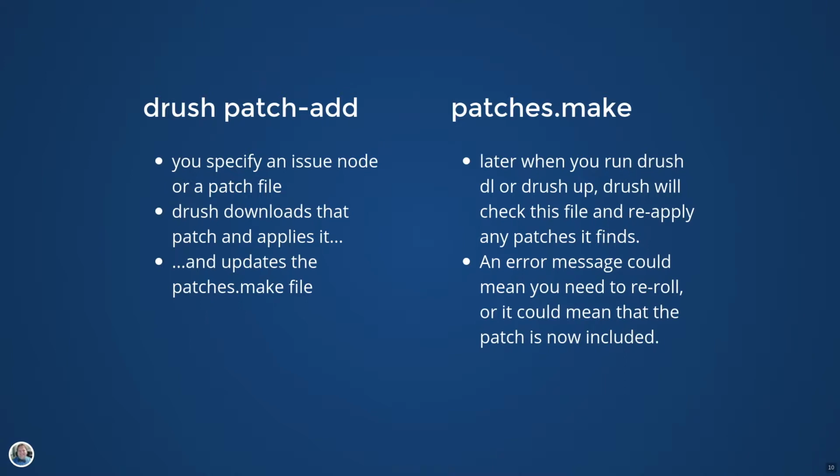You pick it, and it goes on. Either way, whichever way you do it, with the issue number or the URL to the patch, drush downloads the patch, it applies it for you, and then it writes that patch to your patches.make file. That file then keeps track of all the patches you've applied. In the future, when you run drush up or drush DL, it'll check first to see if you've got a patch there, and it will attempt to rerun the patch again after updating the module.